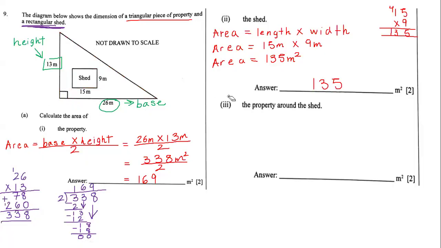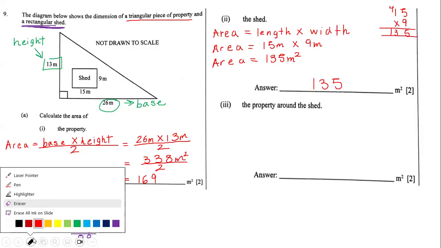So now what they want is the area of the property around the shed. 34 meters squared. How did you get that? Subtracting. Why did you subtract? Because this is the property around the shed. Very good. She's absolutely correct.